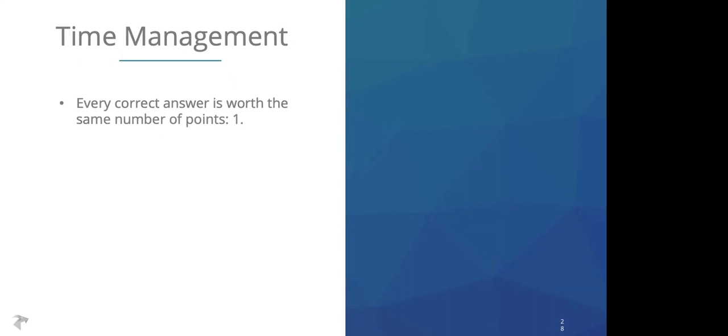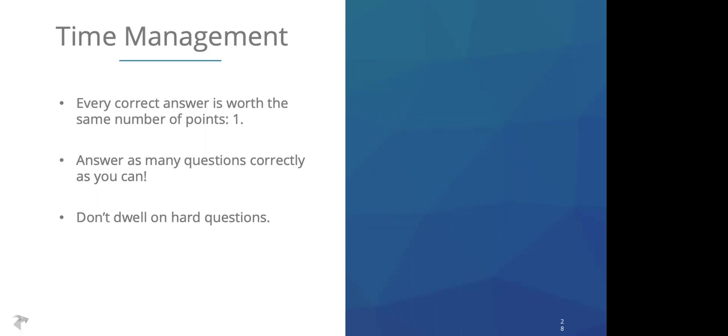Which leads into time management. So using your time effectively is critical. Every correct answer gives you the same number of points. You get 1 point for every correct answer. So your goal is to answer as many questions as possible. Don't waste valuable time on a hard question when you could instead answer 3 easy questions correctly with the same amount of time. So don't waste your time. If you're not sure, guess and move on.